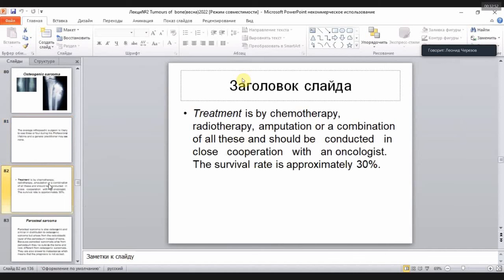Treatment is by chemotherapy, radiotherapy, amputation, or a combination of all of these, and should be conducted in close cooperation with an oncologist. The survival rate is approximately 30%.